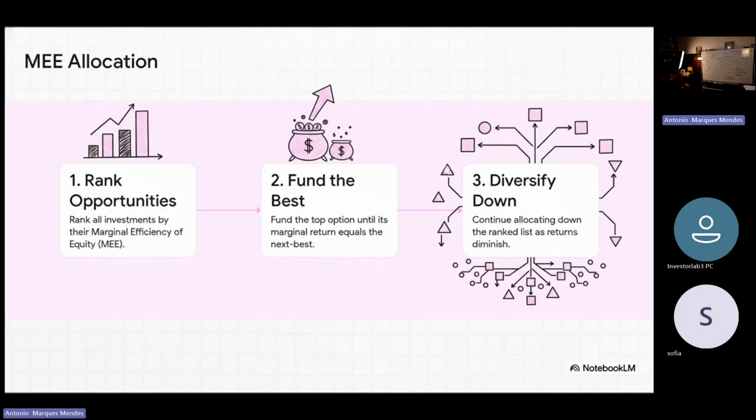So let's just break that process down. It's so logical, it's almost beautiful. Step one, you rank all your possible investments by their MEE. Step two, you put money into the best one, but only until its return is no better than the next guy in line. And step three, you just keep working your way down the list, allocating capital. Diversification isn't some separate goal. It just happens naturally as your best ideas get filled up.